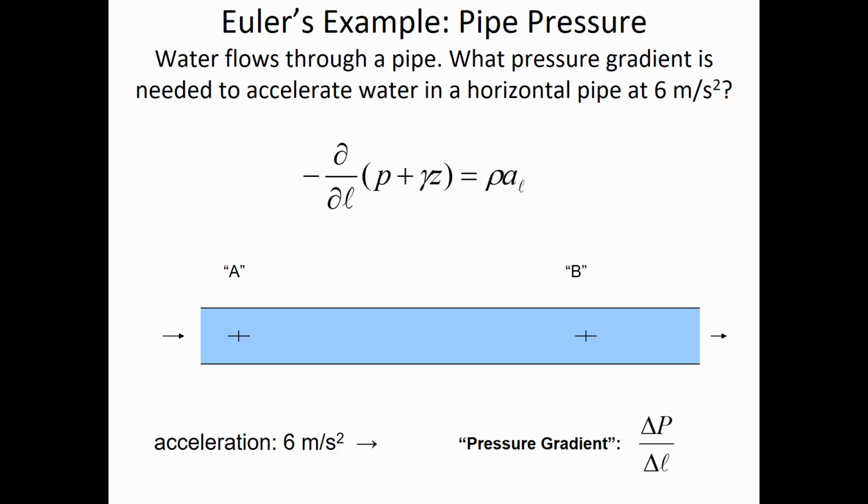So if we want this to accelerate to the right at 6 meters per second squared, and A and B are a meter apart, then what we should measure is that the pressure at B is 6,000 pascals less than the pressure at A. So the negative sign here means that in the direction of flow, the pressure would be decreasing 6,000 pascals for every meter that we go towards the right. So that's one application of Euler's equation, and I think you may have a homework problem that is similar to this, where you're looking at pressure differences.